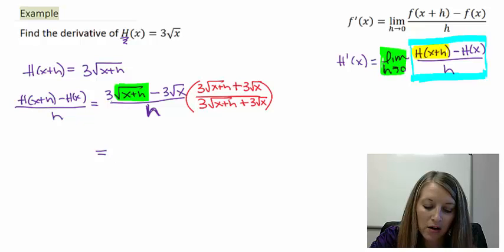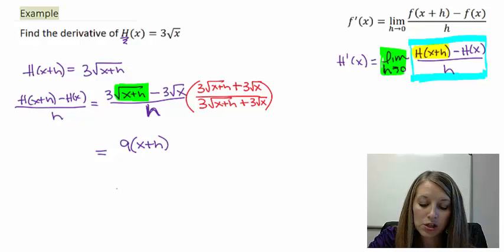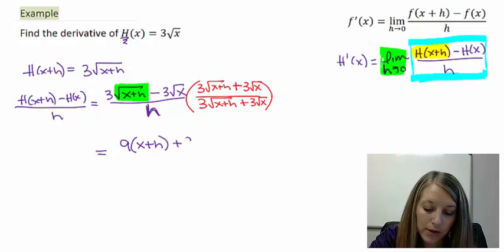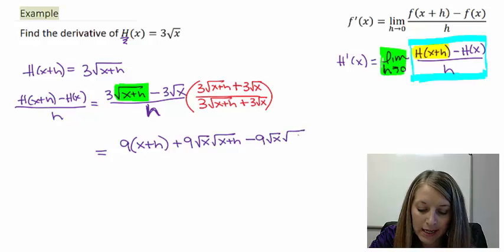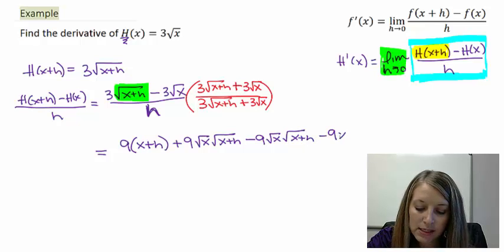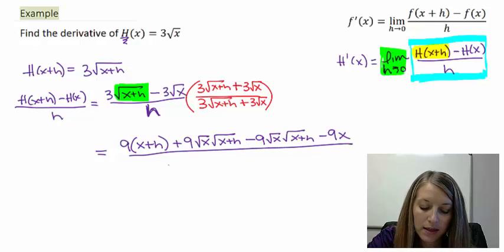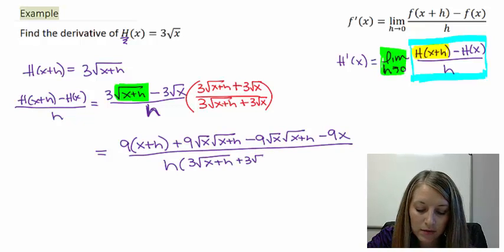So I FOIL these out. First is 3 times 3, which gives me 9, times the whole quantity of x plus h. Outside, 3 times 3 gives me 9, root x plus h. Inside, a negative 9, root x plus h. And last, a negative 9 times x. In the denominator, I'm not going to multiply anything out. I'm just going to write down what I have left.